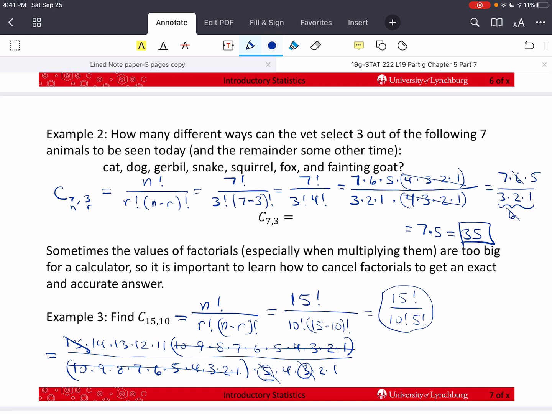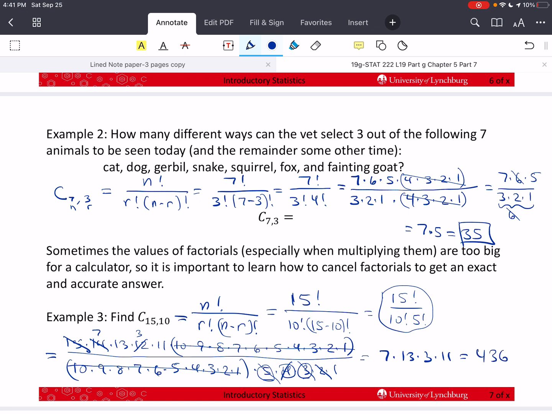I've already canceled out 8. So 4 will go into 12 3 times. And 2 will go into 14 7 times. And so I don't have any numbers left on the bottom. I have 7 times 13 times 3 times 11. And this is going to be 7 times 13 times 3 times 11, which tells me it's 436.